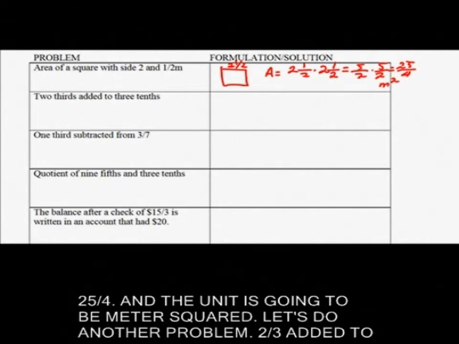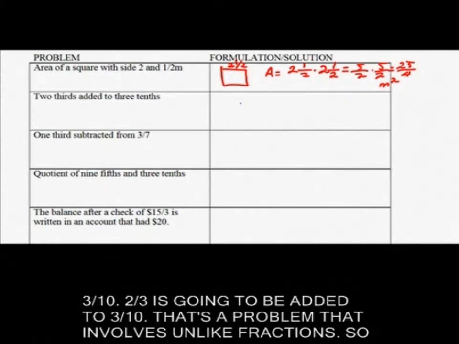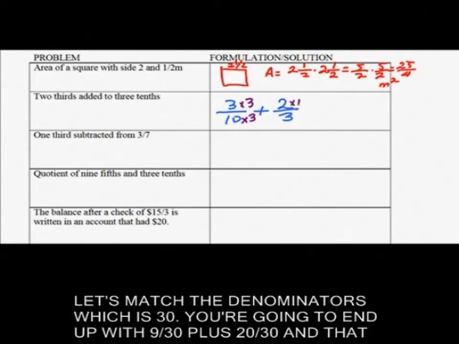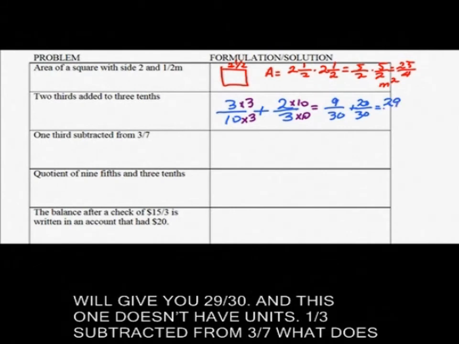Let's do another problem. 2/3 added to 3/10. 2/3 is going to be added to 3/10. That's a problem that involves unlike fractions. So let's match the denominators, which is 30. You're going to end up with 9/30 plus 20/30, and that will give you 29/30. And this one doesn't have units.